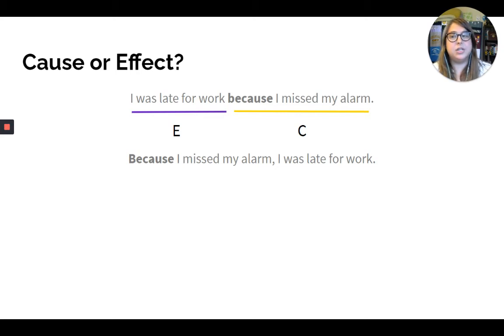Now, I know logically the first event in time is that I had to miss my alarm. The second event in time is that I was late for work. But what I see in the sentence is that the way it is written, the effect has come first and the cause has come second. That's perfectly fine. Let's look at the second sentence. I'm still going to have the same cause and effect, but they are arranged a little bit differently. In the second sentence, my cause is now first, and my effect is now second.